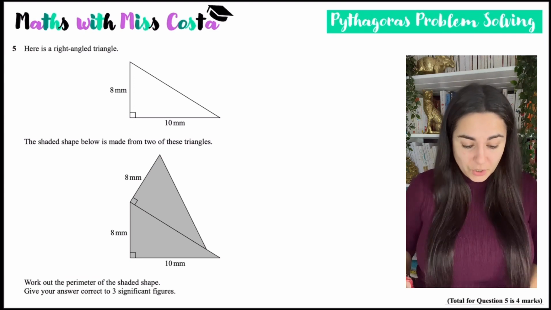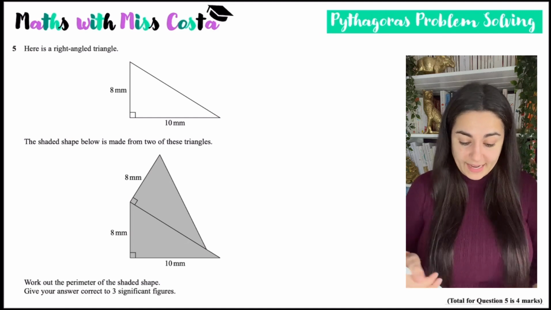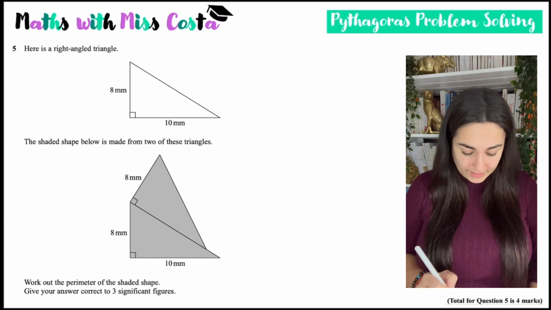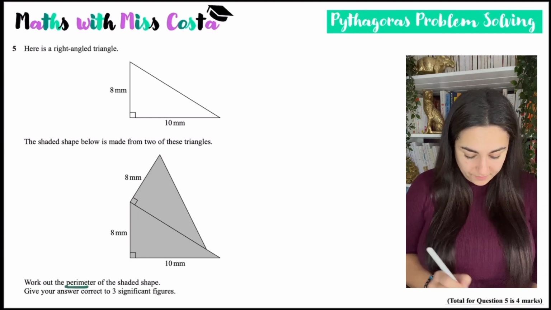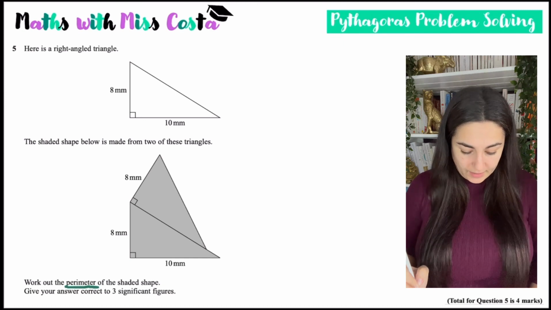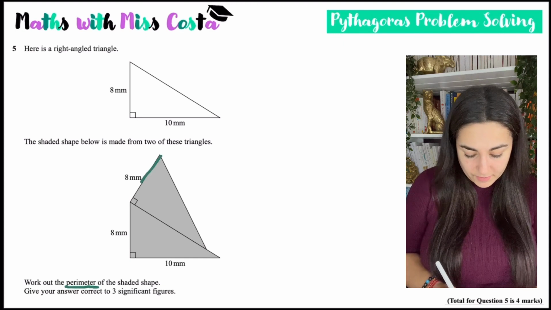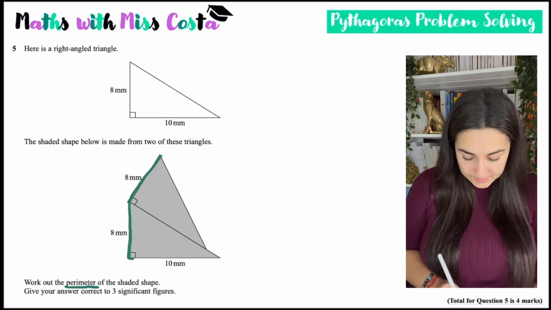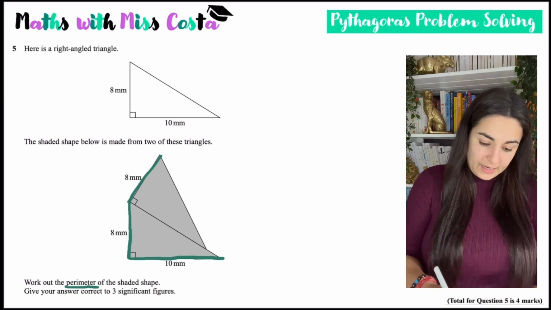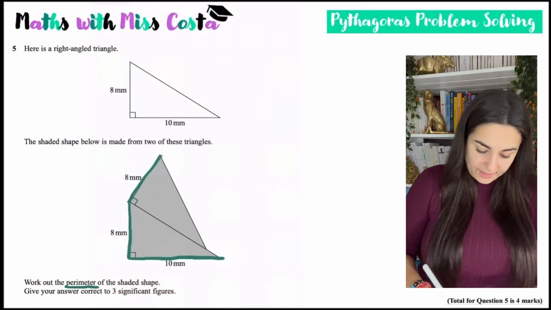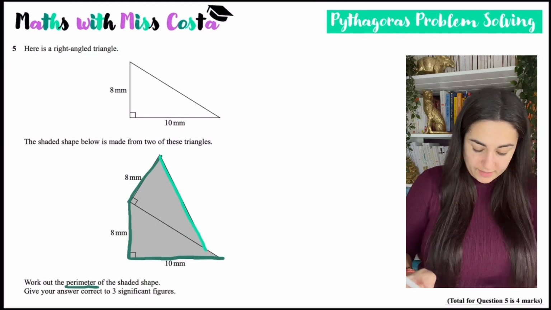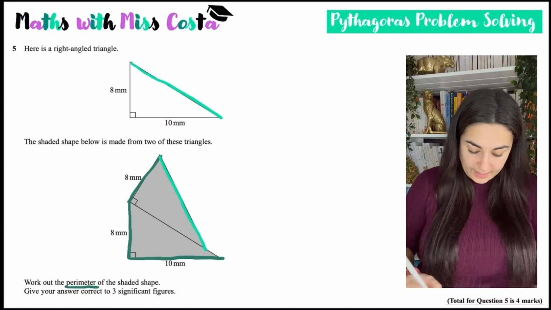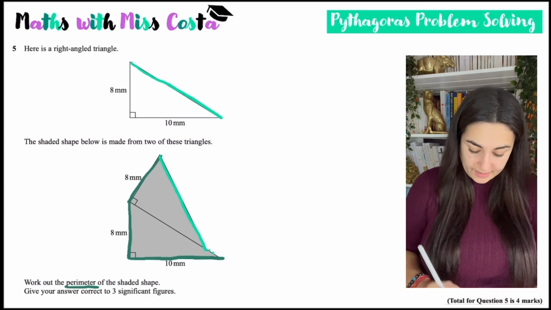So I'm told that I've got a right angle triangle with side lengths 8 and 10, and that the shape below is made of two of these triangles. And I need to work out the perimeter of the shaded shape. Remember, the perimeter is the distance around the outside of the shape. So I've got 8 here, 8 here, 10 here, and my missing sides are this, which is equivalent to the hypotenuse over here, and then this little extra bit here, which we're going to talk about.